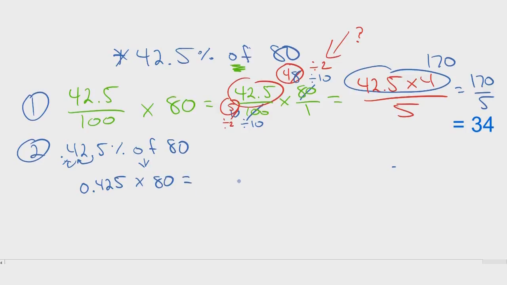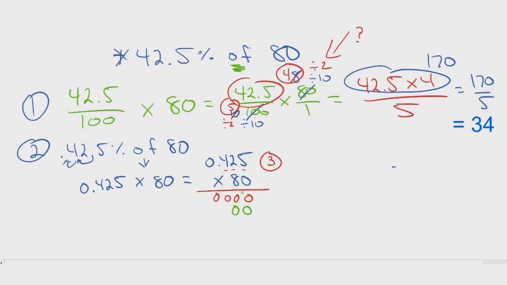I can rewrite this so this looks like 80 times 0.425. If you look closely, I have 1, 2, 3 numbers to the right of the decimal. So I'm going to write a 3 right here to remind me. When I'm done, I'll need 3 numbers to the right of the decimal. I'm going to multiply 0 times everything is 0, 0, 0, 0. And then I add a placeholder right here.